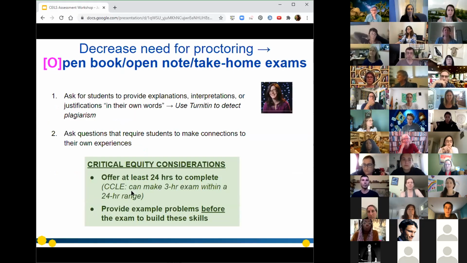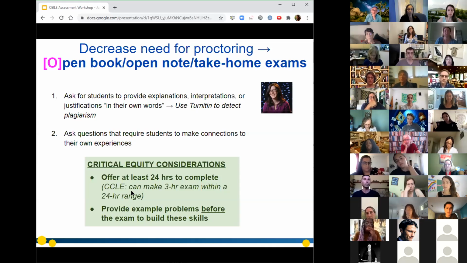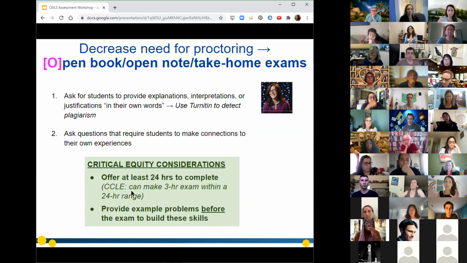So one option to decrease the need for proctoring is to have open book, open note, take home exams. Ideas for making sure this is still the student's own work: you can ask students to write down their explanations, interpretations, or justifications in their own words, and then use Turnitin to detect plagiarism. Again, it's not perfect, because if you're solving quantitative problems, Turnitin doesn't assess that. But if you ask students to explain their reasoning, that's good for them to do anyway, and Turnitin can detect if their reasoning is the same. So it can force them to articulate that.